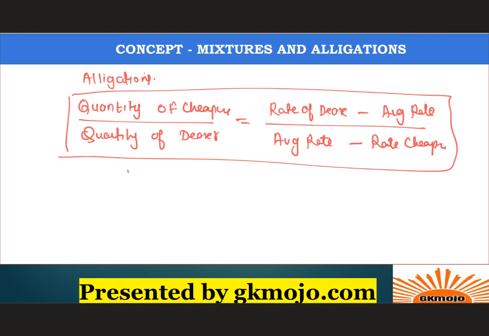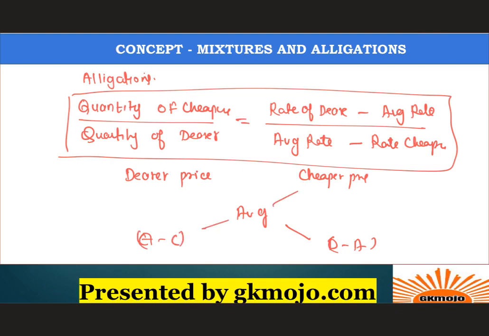Basically, here it will be the dearer price, here the cheaper price, here the average, and here it will be dearer minus average, and here it will be average minus cheaper. This is called the alligation butterfly. And what are the implications of this and how is it used? You'll understand it when we solve the problems.